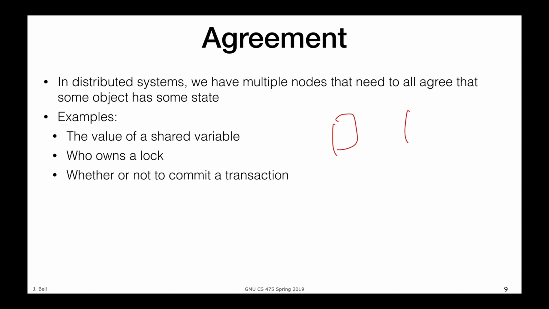So in distributed systems, we might have these multiple nodes that are working together in some protocol, and we need to get them all to come together to agree that some object has some state. So in the context of transactions, that might be whether this transaction should be committed or not, or whether it was ever committed successfully or not.